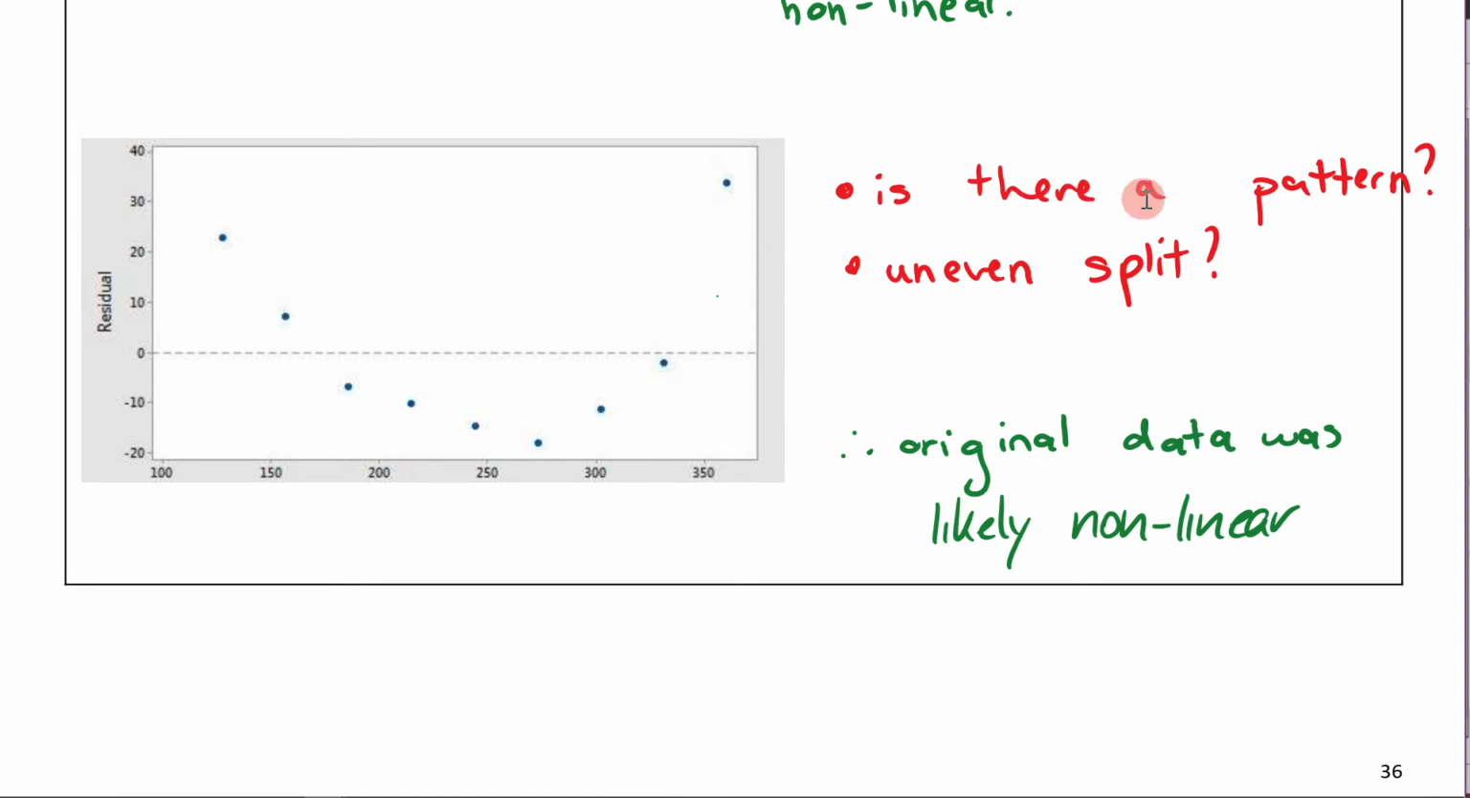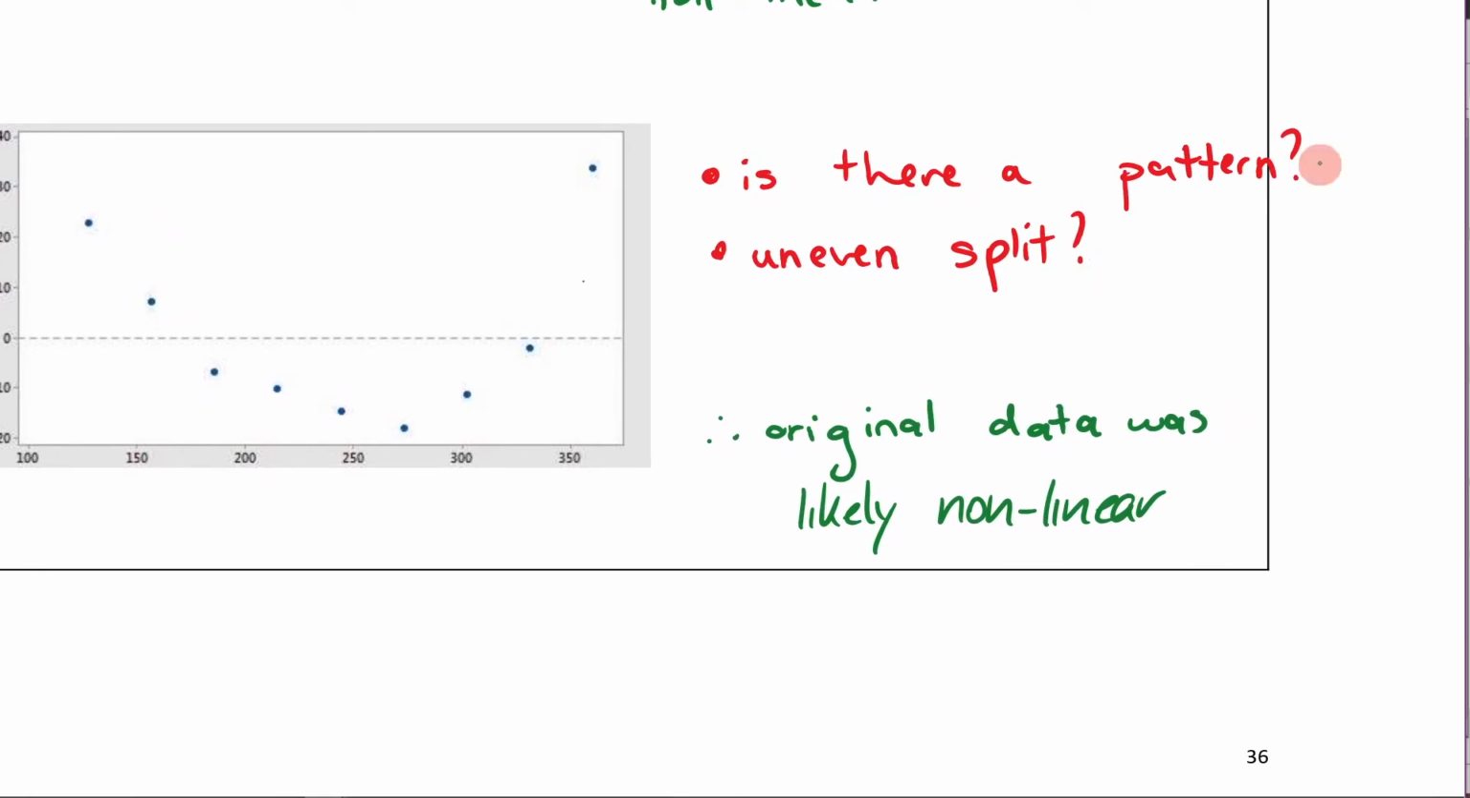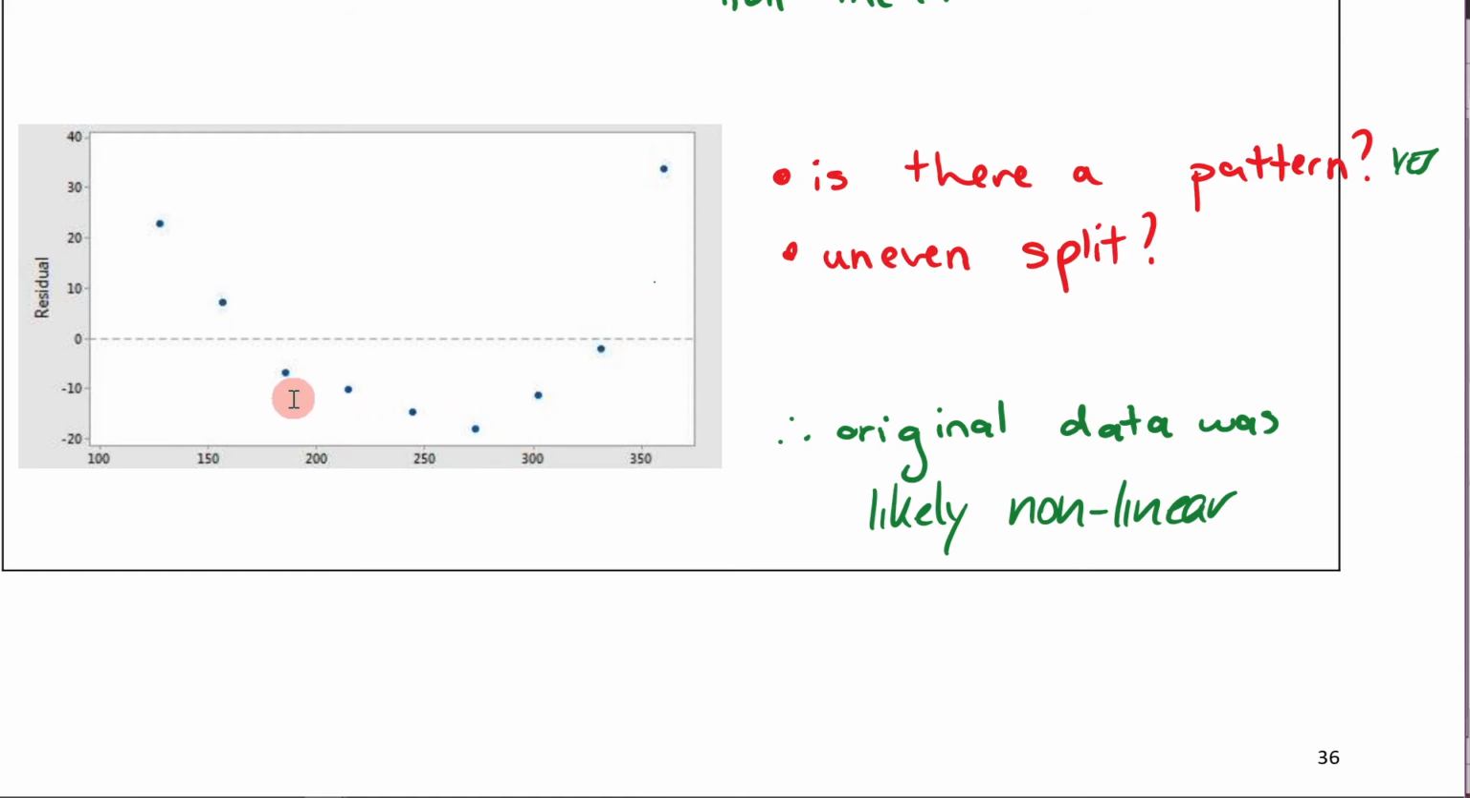So for this one, is there a pattern? I would say so. It looks like we've got a bit of a curve going on there. So let's give that a yes. Is there an uneven split? I would say yes again, because we have 1, 2, 3, 4, 5, 6 data points down the bottom, but only 3 up the top. So I would say, is there an uneven split? Yes again. Therefore, the original data was likely non-linear.